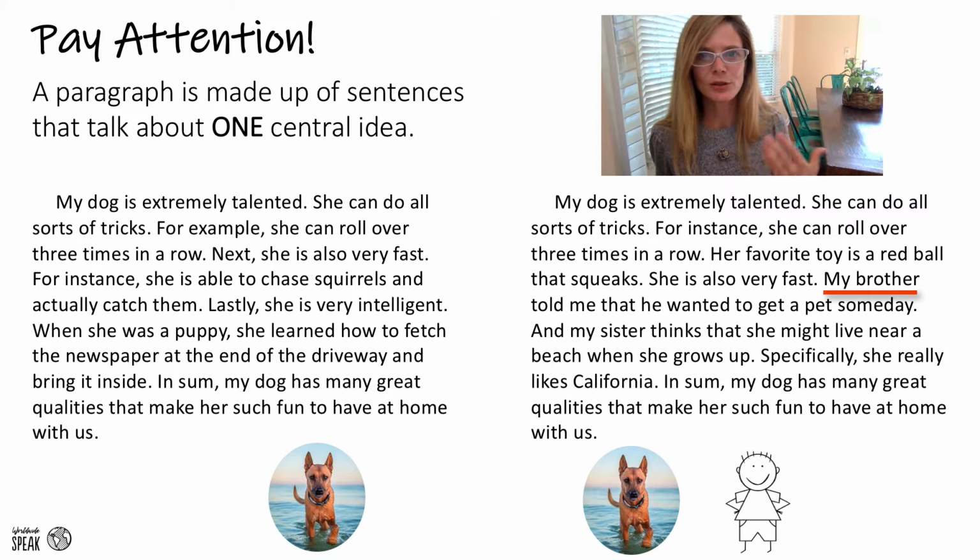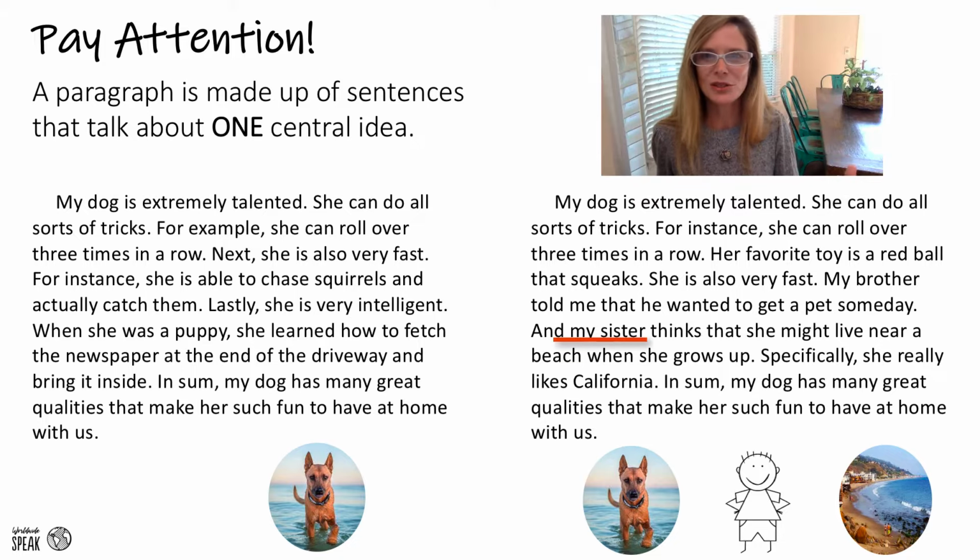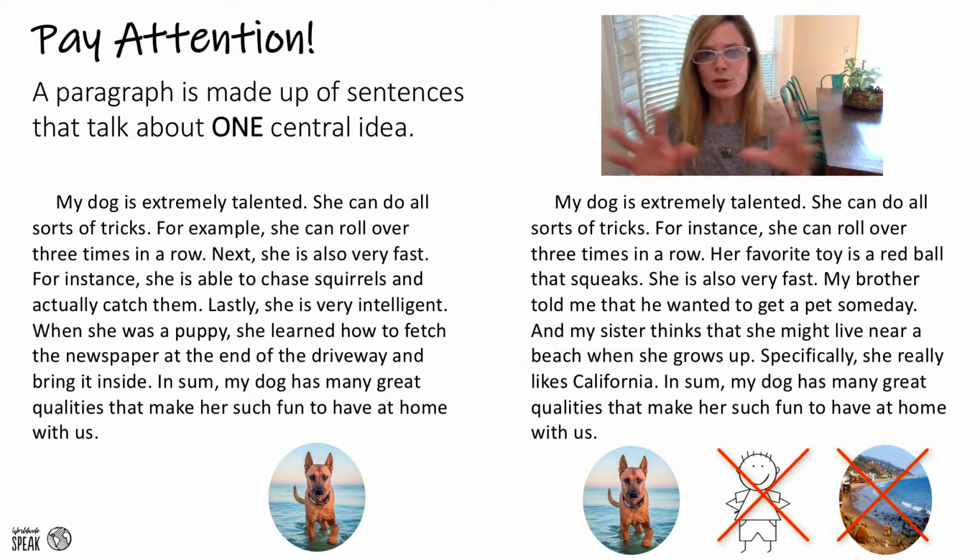So now as a reader, I'm confused because I've put my brother in there, and then I'm reading about my brother thinking, oh, maybe it has something to do with my dog. But then I read further and I talk about my sister and beaches in California, and now it's a disaster. I'm completely lost as a reader. There are too many things going on in this paragraph. I'm talking about my dog. I'm talking about my brother. I'm talking about my sister wanting to move to California. Help. That is too confusing.